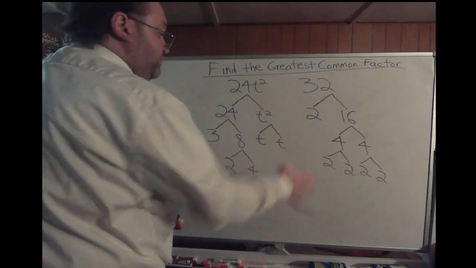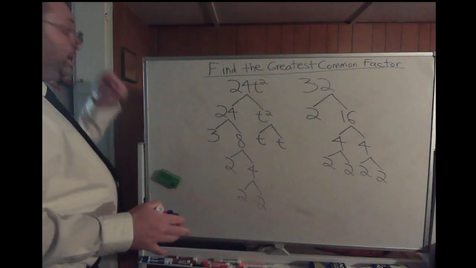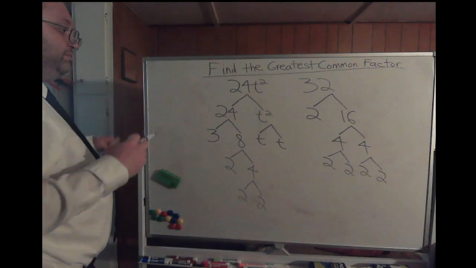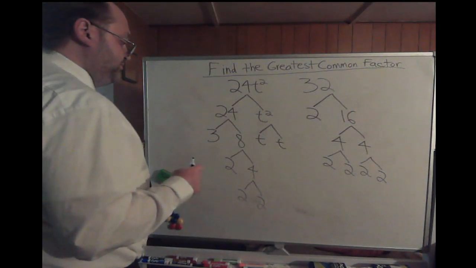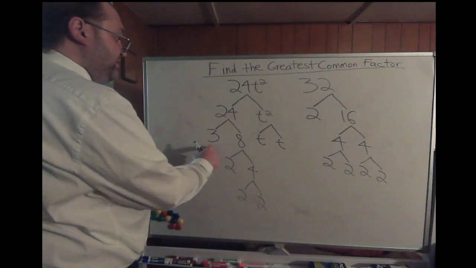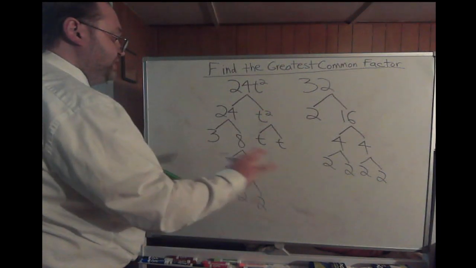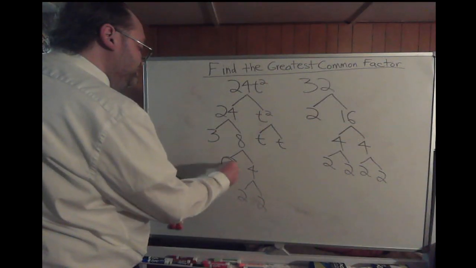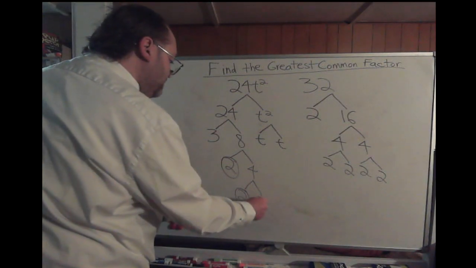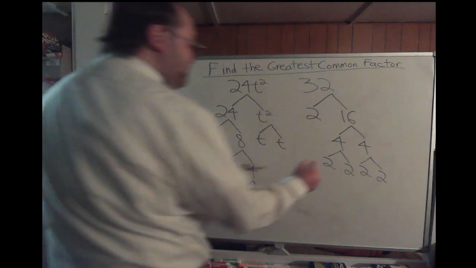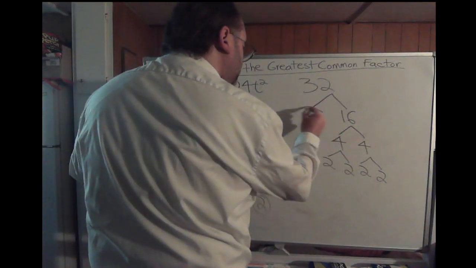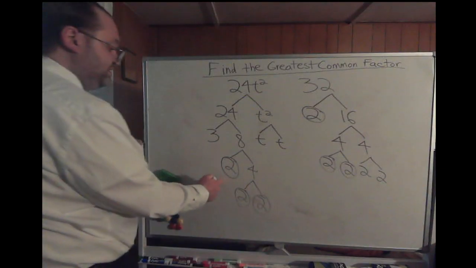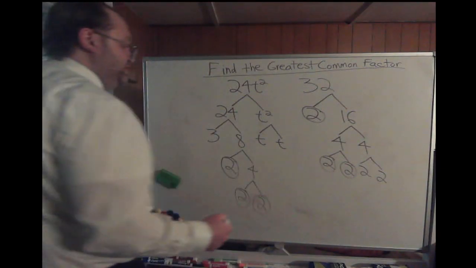Now we have factored 32 completely. Let's go ahead and start looking for common factors they have amongst each other. Do they have 3 in common? No, they have no 3's in common. It looks like they at least have three 2's in common. Because this one has three 2's, this one has at least three 2's.